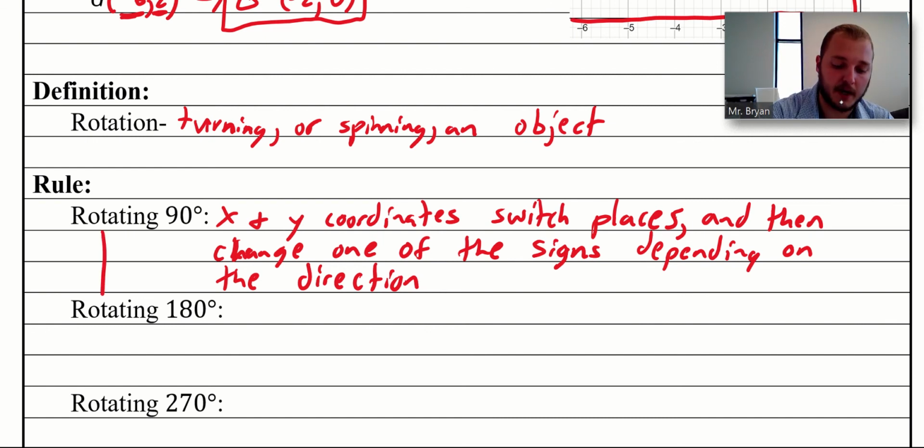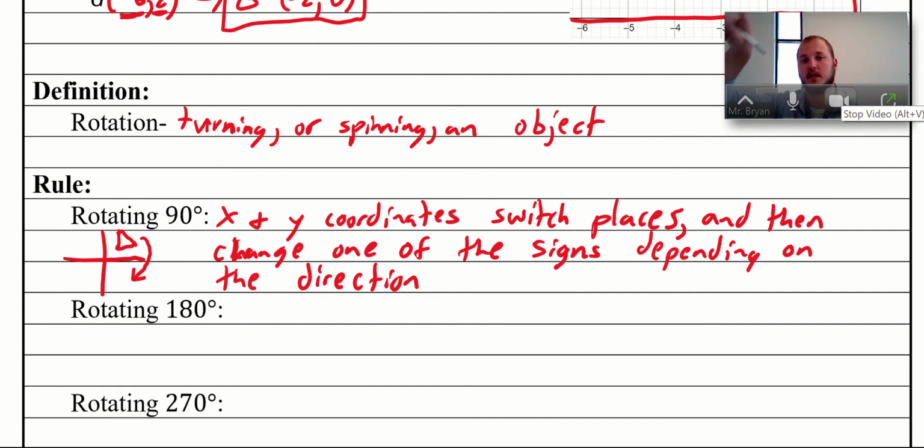So for example, if I have this here, I have my quadrant 1, 2, 3, and 4, and let's just say I have a triangle right here in this first quadrant. X is going to be positive, Y is going to be positive. If I rotate 90 degrees clockwise, or going like a clock, that means I'm going to go down here, because that's going to go the same way as a clock. And so I'm going to switch my X and Y coordinates, and then I'm going to look and ask myself, in this quadrant right here, is X positive?